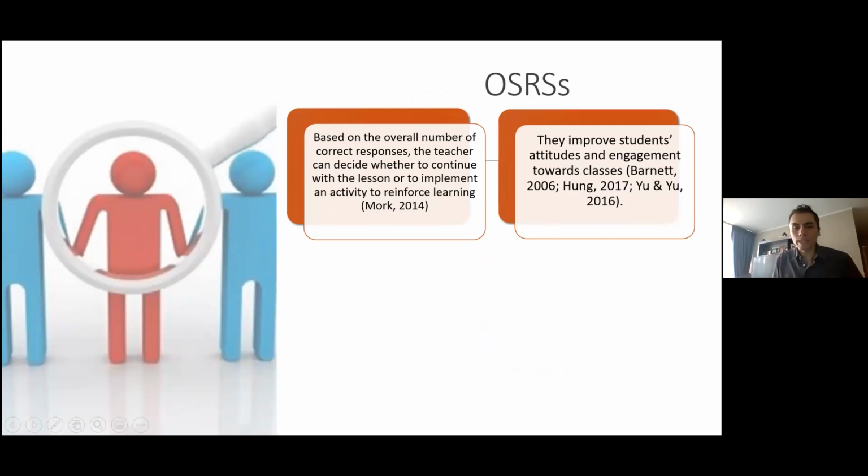How can teachers do this? Based on the overall number of correct responses that they get, they can decide what to do next. Maybe they can decide to continue with the lesson if most of the students answered correctly. Maybe they can stop and implement an activity to reinforce learning if the answers were not correct.